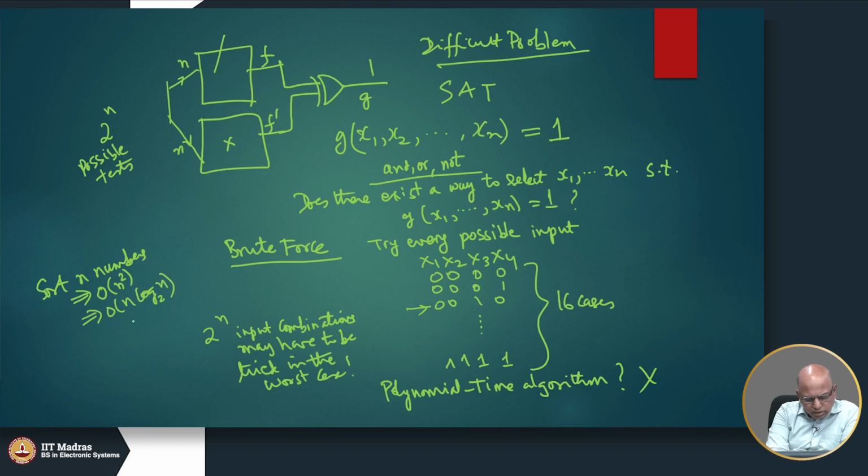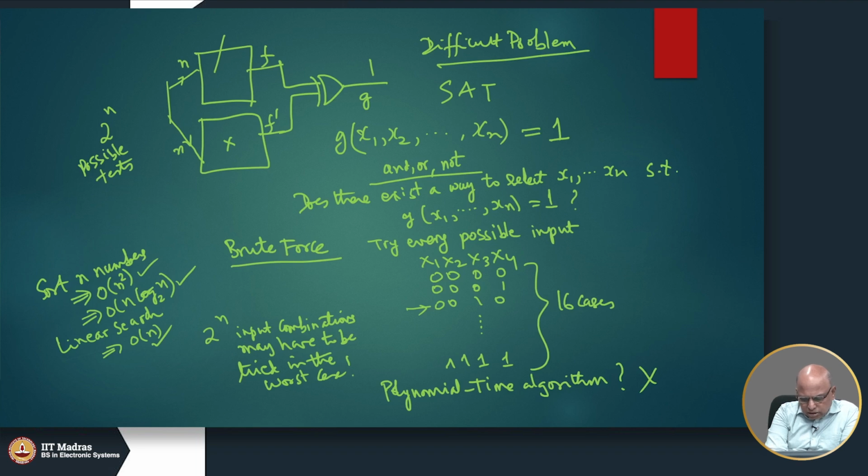Similarly, if you want to search for an element, I have an array and you want to find whether a particular element is present in the array or not. That takes in the worst case order n time. These are called polynomial time algorithms, and they are quite efficient, right. They terminate in a reasonable amount of time.